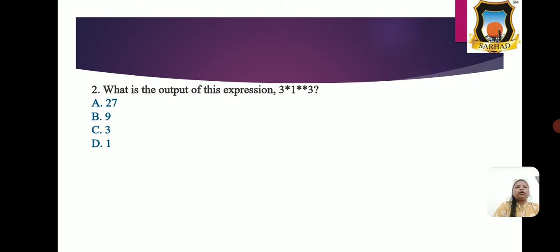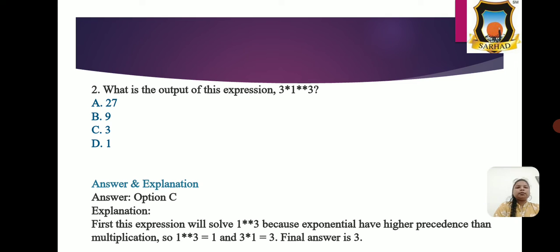Next MCQ. What is the output of this expression? The expression is 3 multiplied by 1, where 1 is the exponent of 3. The options are option A 27, option B 9, option C 3 and option D 1. The correct option is option C, that is 3.